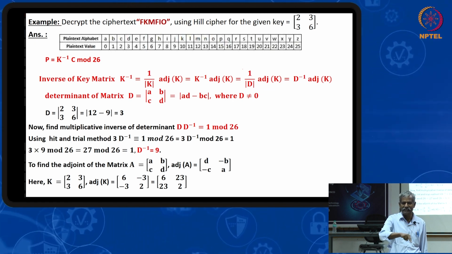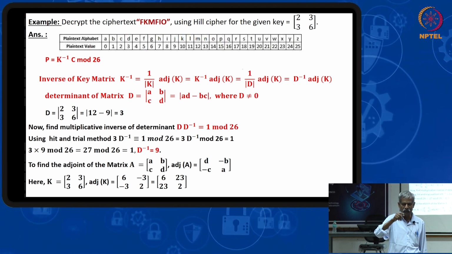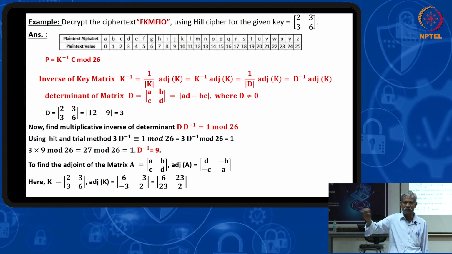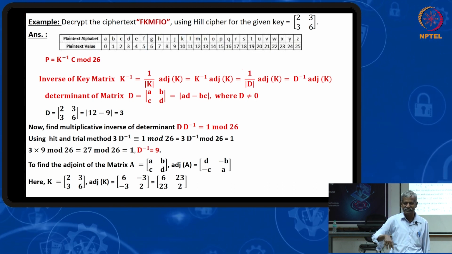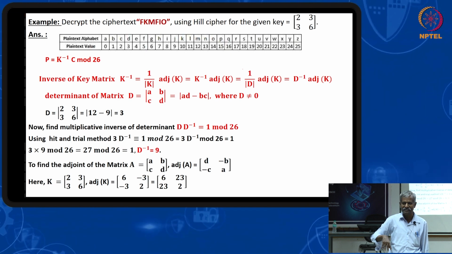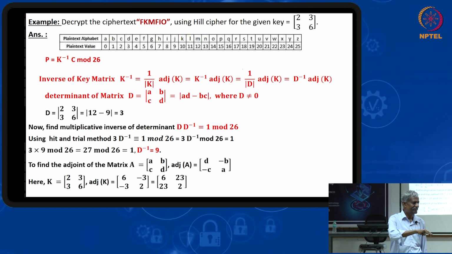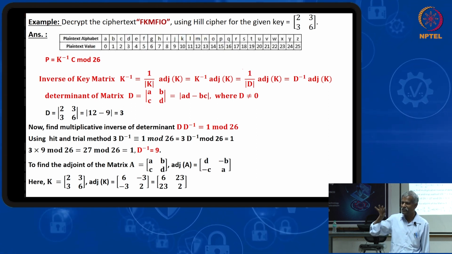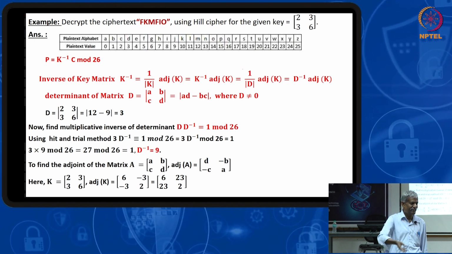In modular algebra, let us say mod pi, what is the inverse of 2? 2 into something will give 1 mod pi. 2 into x mod pi equals 1 mod pi. So what is x? 3. 2 into 3 is how much? 6. 6 mod pi is how much? 1. Therefore the inverse of 2 is 3.